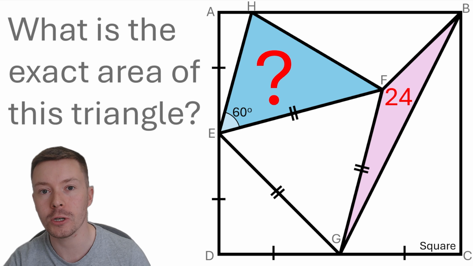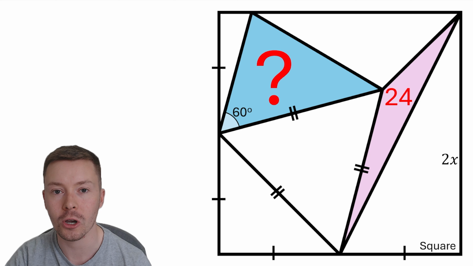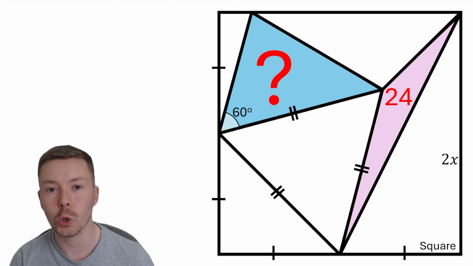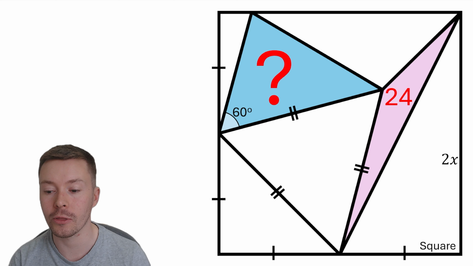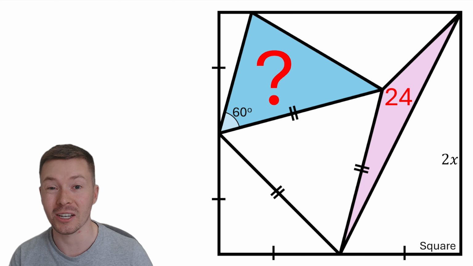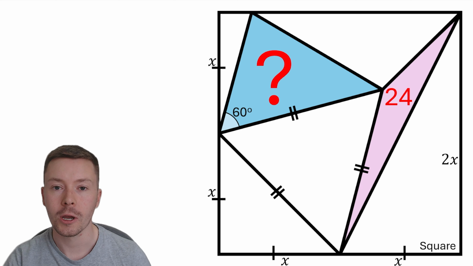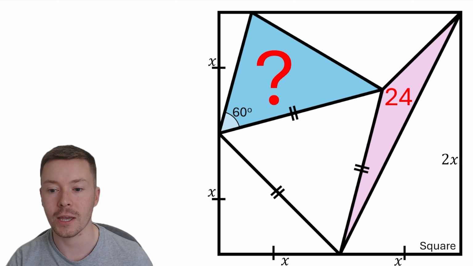Okay, so the first thing that I wanted to do with this problem was to label the sides, and I gave them a length of 2x. The reason I did that is so that half the length of one of the sides would therefore be x and not x over 2, which makes it a little bit nicer. So I therefore labelled half the side length as x.